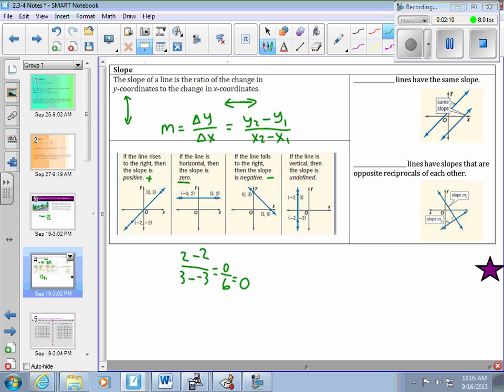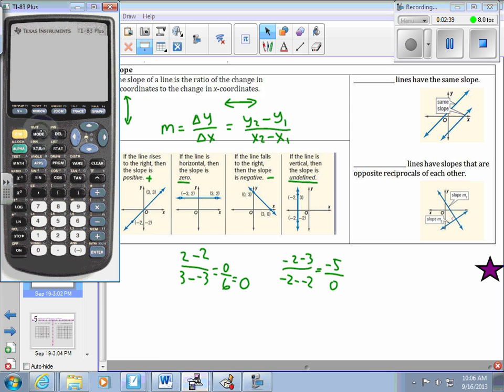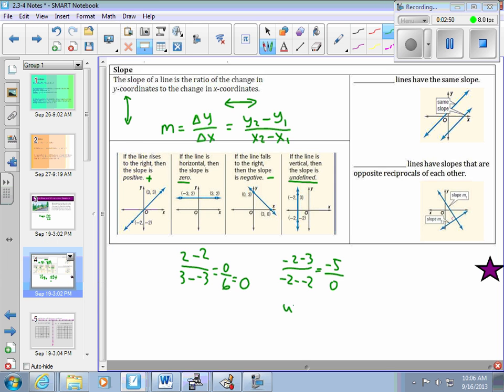Finally, if the line is vertical, up and down, then we call the slope undefined. And again, you can see this by checking. If we find the slope of this vertical line, you would get negative 2 minus 3 on top when you subtract the y's, negative 2 minus negative 2 on bottom when you subtract the x's. That gives us negative 5 over 0. Well, dividing by 0 is not allowed. If you try it on your calculator, you can see when you take any number like negative 5 and divide by 0, your calculator gives you an error because you cannot divide by 0. That's why we say the slope would be undefined.